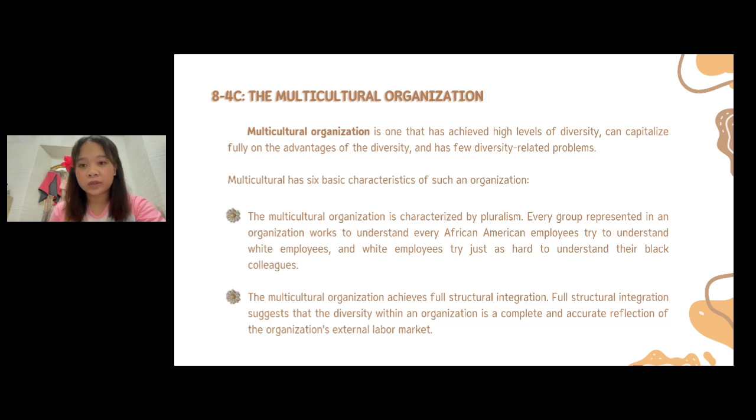So, next naman is yung full structural integration. So, yung full structural integration naman is yung people from different cultures are included in all levels of organization. So, what it means is yung mga tao from different cultures is kasali sila sa lahat ng mga decision making ng organization. So, walang naiiwan doon and they are all included.